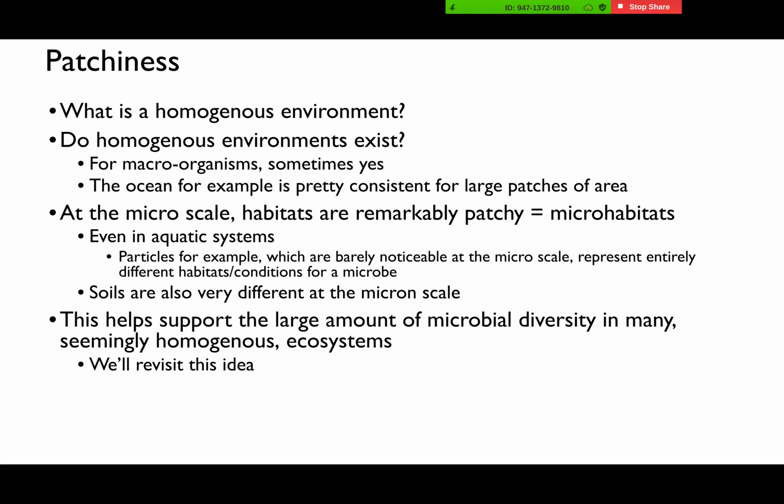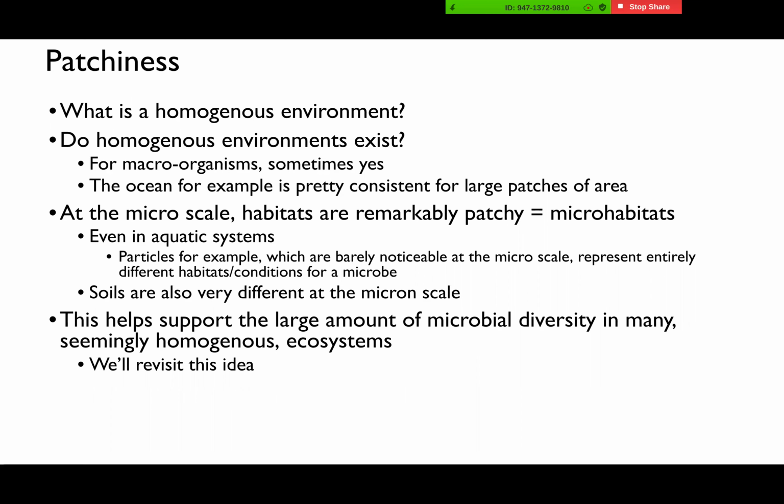The answer to this is two-part. The first is for macroscopic organisms like us, the answer is sometimes yes. So for instance, the ocean is pretty consistent for large patches of the ocean. But at the microscopic scale, habitats are remarkably patchy, which leads to the formation of lots and lots of what we call microhabitats. So habitats that change on very, very small scales.